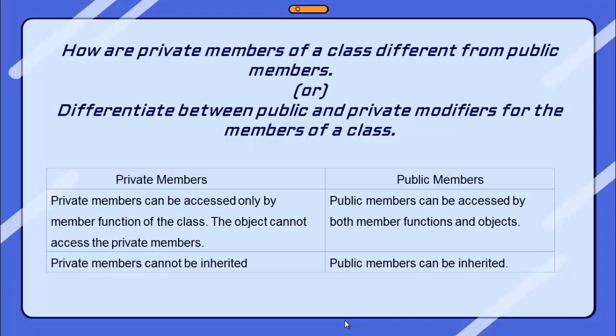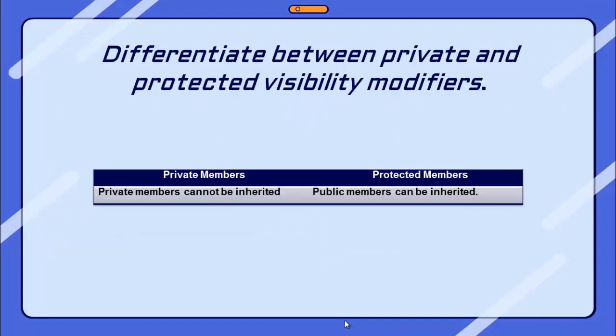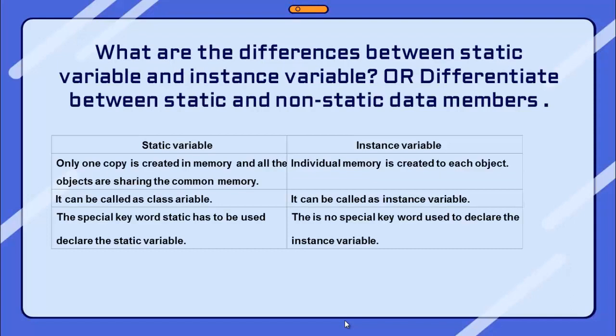Differentiate between private members and public members. Private members can be accessed only by the member functions of the class. The object cannot access the private members. Public members can be accessed by both member functions and the objects. Private members cannot be inherited. Public members can be inherited. Differentiate between private and protected. Private members cannot be inherited. Protected members can be inherited.